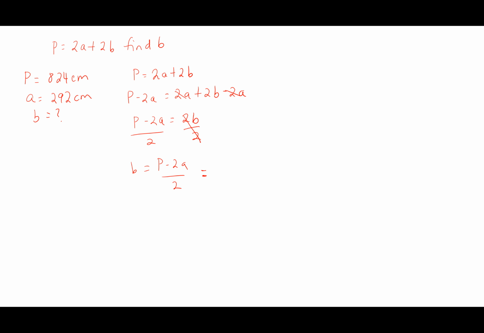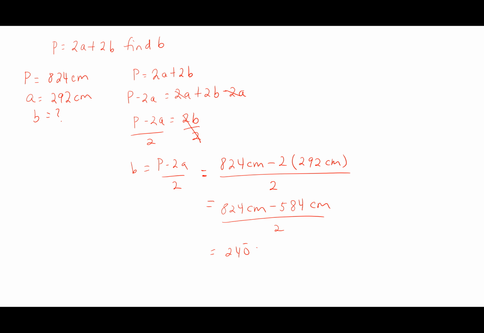So if we go ahead and put in what we have, p equals 824 centimeters minus 2 times a, which is 292 centimeters, and all that divided by 2. So we do our multiplication and everything here. 824, we can bring that down, minus 2 times 292 is 584 centimeters, and all that is divided by 2. So then we get 240 centimeters divided by 2, and that's going to equal 120 centimeters. And so b equals 120 centimeters.